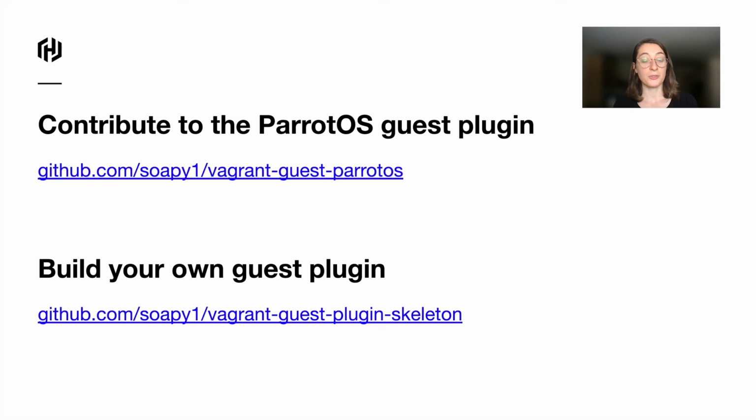If you would like to contribute to the Parrot OS guest plugin, it's up under my GitHub user at Sophia1/vagrant-guest-parrot-os. You can build it yourself if you want and run Vagrant with it. Or you can go ahead and build your own Vagrant guest plugin. We have a template repository set up. It's at Sophia1/vagrant-guest-plugin-skeleton. That's just a template repo, so GitHub magic will make that easy for you to get going.